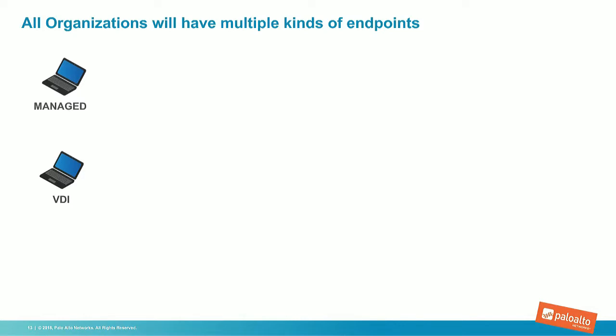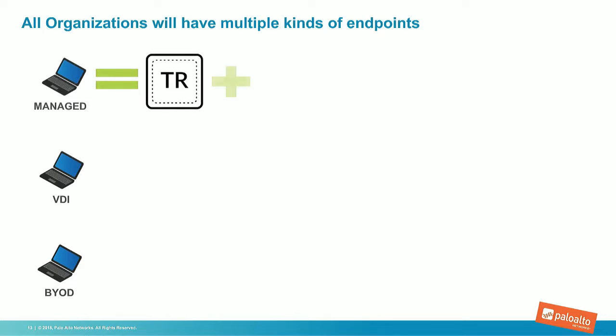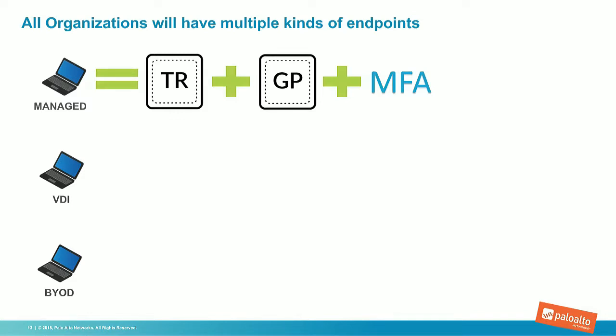There's VDI, where you get virtual desktops. That's a different kind of endpoint. It's a way you consume services. And then there's BYOD, home systems, those kinds of things. They're a third type of endpoint. And these are high-level generalizations, but the way we're going to add them to our zero trust environment is first with a managed endpoint, we're going to leverage Traps plus our GlobalProtect service plus multi-factor authentication. And so now this is kind of what we can really do if we control the endpoint.